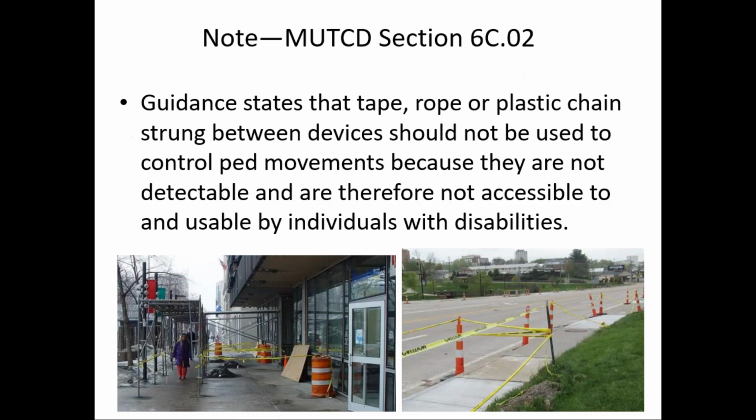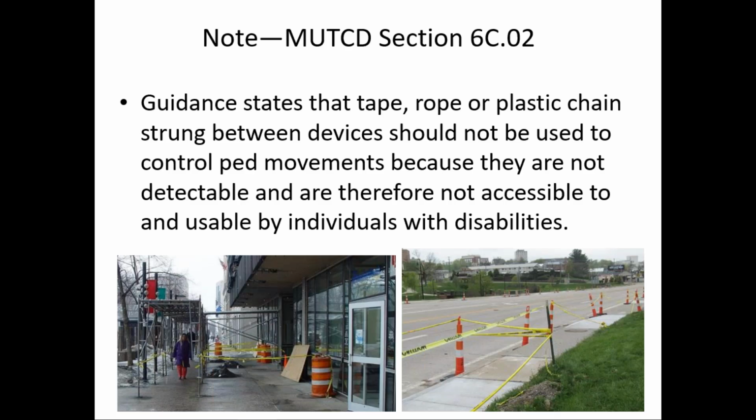But before we do that, I want to note section 6C.02 of the manual. To emphasize again, I've alluded to this, but it bears repeating. Tape, rope, or plastic chain strung between devices should not be used to control pedestrian movements because they are not detectable and are therefore not accessible to and usable by individuals with disabilities. And in spite of that, these still seem to be ubiquitous all over the place. I see caution tape all over.